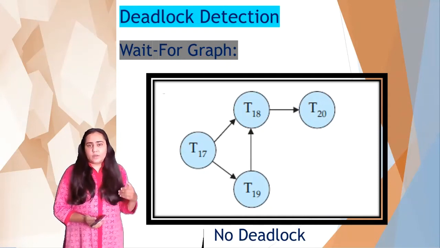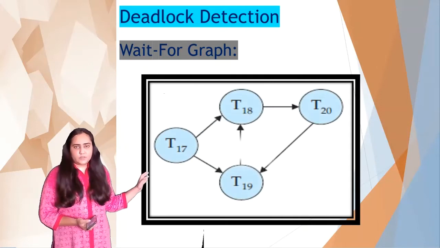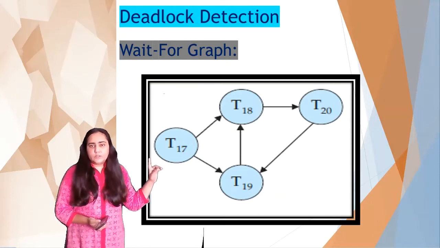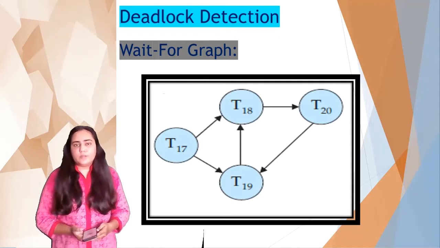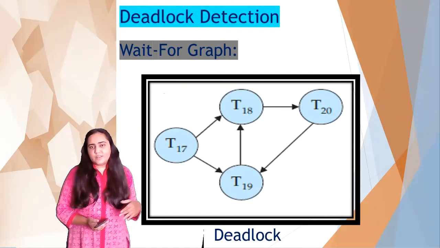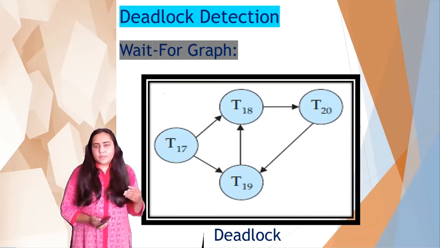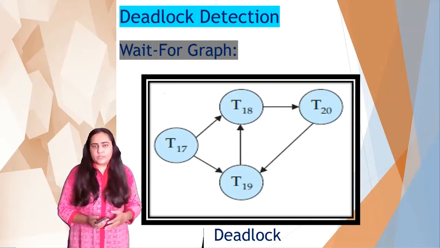Now let us see a wait for graph with a deadlock. So consider this wait for graph. Here you can see that there is a deadlock between T18, T20, and T19. It is forming a cycle. So due to that, this is having a deadlock. But you wouldn't say that all four transactions are deadlocked. You would say that only 3 transactions are deadlocked because there's a cycle only between T18, 19, and 20.